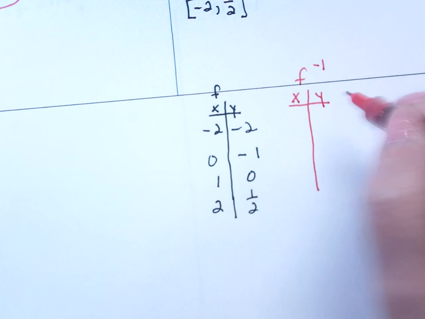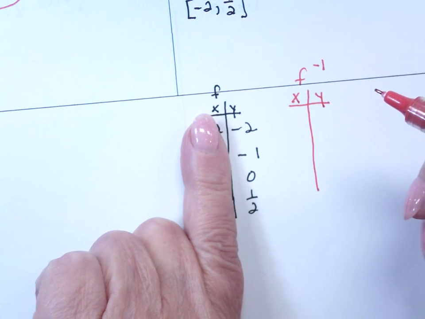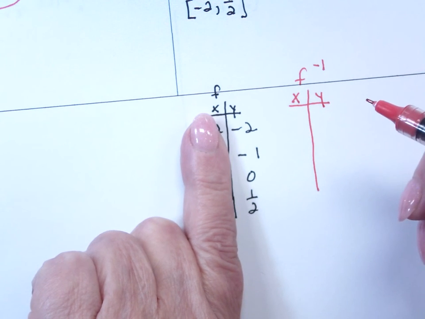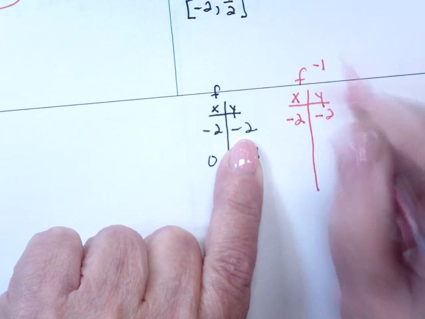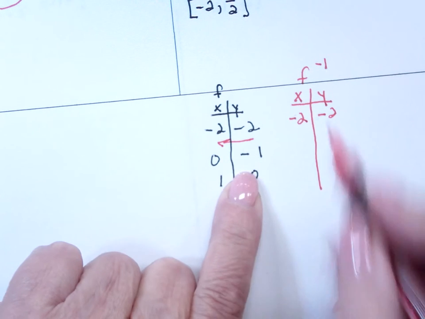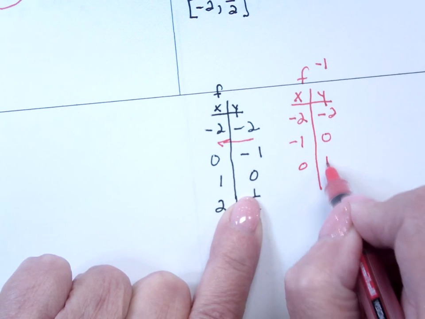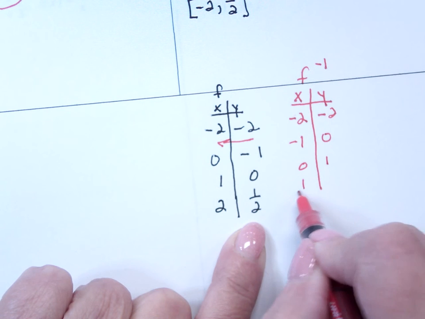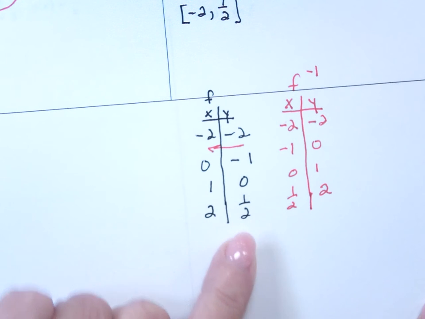So if I want to take a look at doing the inverse, to the inverse, the y's are x's, and the x's are y's. So -2 returns to -2. I'm going now back this way. -1 returns to 0. 0 returns to 1. And 1/2 returns to 2. So those would be the coordinate points of the inverse. You just flip x and y.